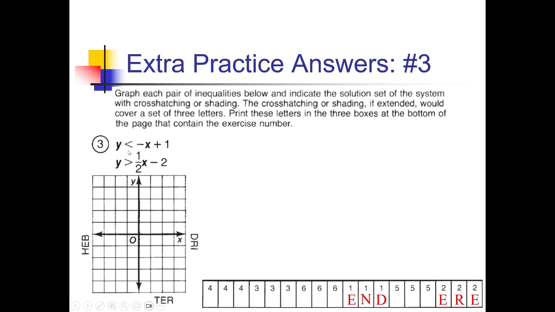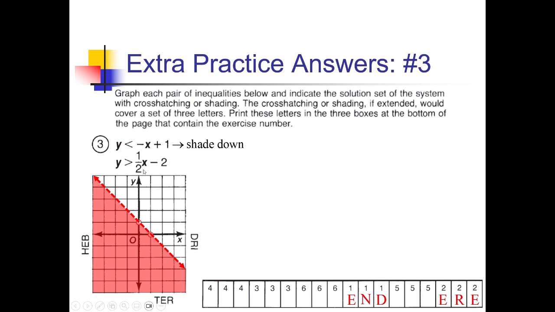Problem number 3, we've got a difference from the last 2 problems in that in the inequalities we have no equals. This is less than no equals, greater than no equals. So we're going to use open dots and dashed lines for both of these. So for the first one, we have a y-intercept of 1. So right there, open dot there. Slope of -1. So from that dot, we're going down 1, right 1. Draw a dashed line through those. And since it's less than, we're shading below, so everything underneath this line.